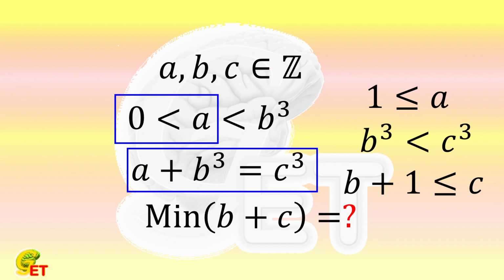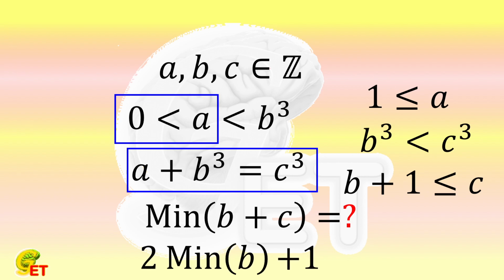What does this mean? This means that, if b has a minimum value, the minimum value of c will be the minimum value of b plus 1, and if both b and c reach their minimum values at the same time, then the minimum value of b plus c is the summation of their minimum values. So our task now is to check if b and c can reach their minimum values at the same time, and what their minimum values are.